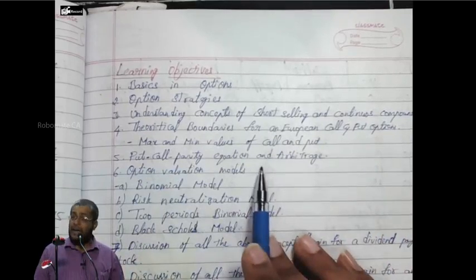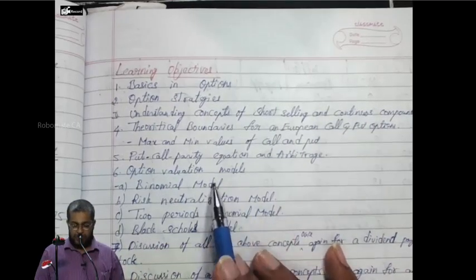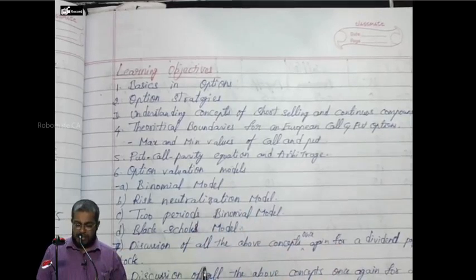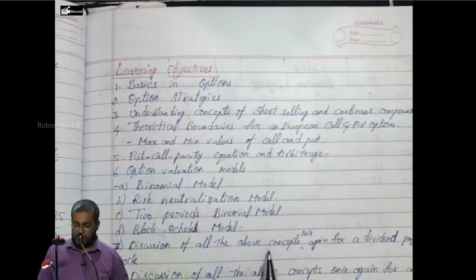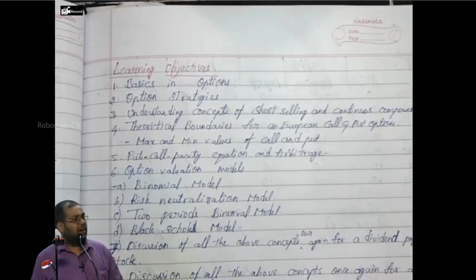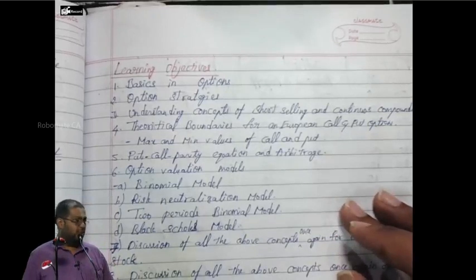Put-call parity and arbitrage, complete that. Option valuation models: binomial, risk neutralization, two period, and then the Black-Scholes model. Point number 7, discussion of all the above concepts with what? Dividend-paying stock has been discussed or not? Yes. Only thing is the risk neutralization model with dividend, we have to do one problem.